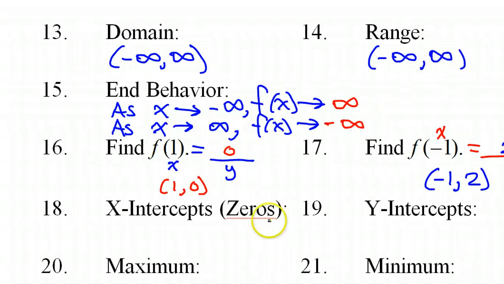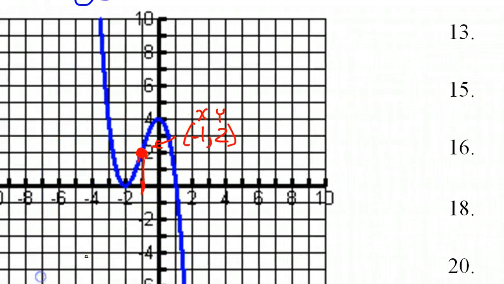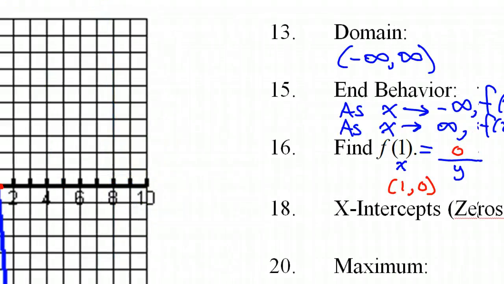Okay, what about the x-intercepts? All right, the x-intercepts are the zeros of the function. Okay, so the x-intercepts are here and here. So that's negative 2, comma 0, and 1, comma 0.